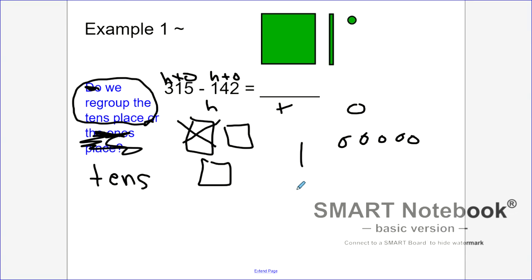And how do we do that? Well, simple. We break up 100 into tens. We change our 100 into 10 tens. 1, 2, 3, 4, 5, 6, 7, 8, 9, 10. Since we're regrouping the tens place, we needed to get more tens from the hundreds place. We need to change 100 into more tens so that we would have enough to properly subtract. I cross out 4 tens, 2, 3, 4, and we're ready to go.